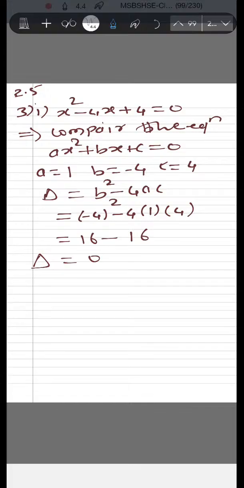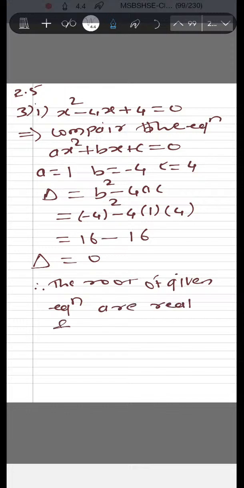So the question said, determine the nature of the root of the following quadratic equation. The discriminant value is equal to 0, therefore the roots of the given equation are real and equal. Okay, real and equal. That is the question. This is how you have to solve. That's it.